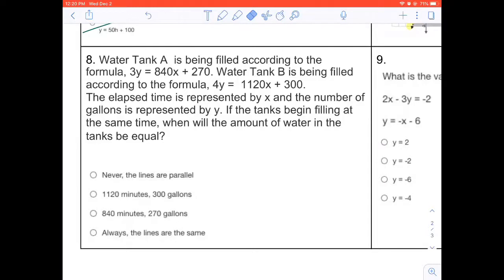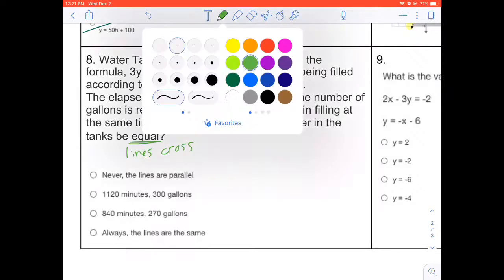So what we are doing is we are going to try to find where they are the same, where the lines cross. That's what it's looking at. So where they are equal, where these lines cross. Now I cannot, at this point, see where they cross, because they're not in y equals. So what I'm going to do is recopy both of these.